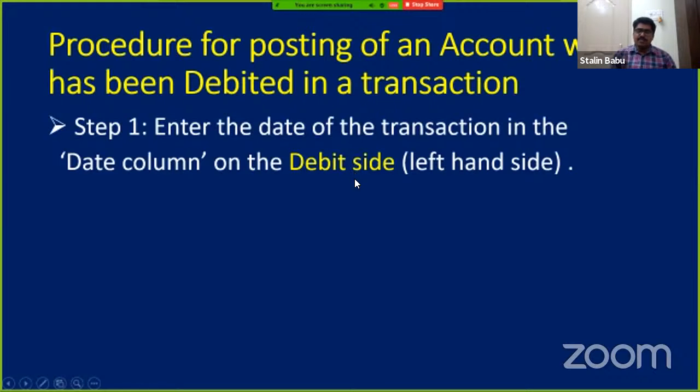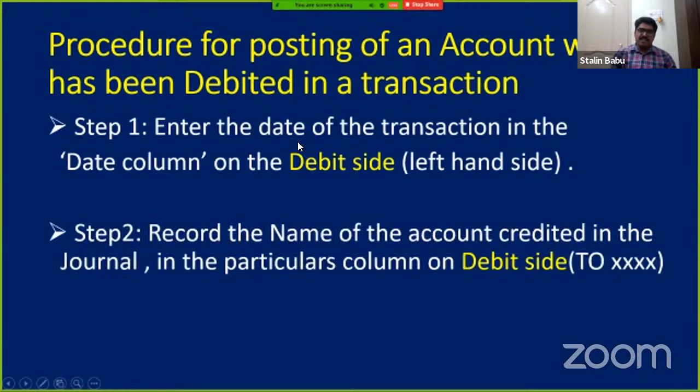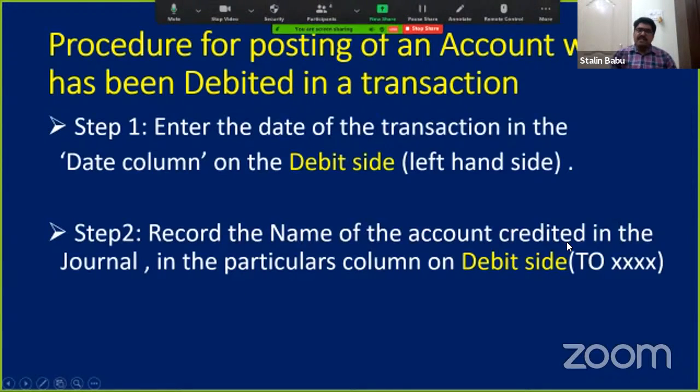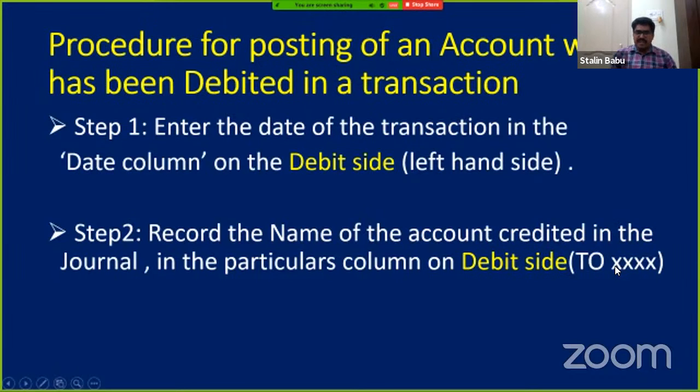What is the second column? The particulars column. In the particulars column, we record the name of the account credited in the journal. So on the debit side, we post the name of the credit account. While writing on the debit side, we prefix 'To' and the name of the account credited.